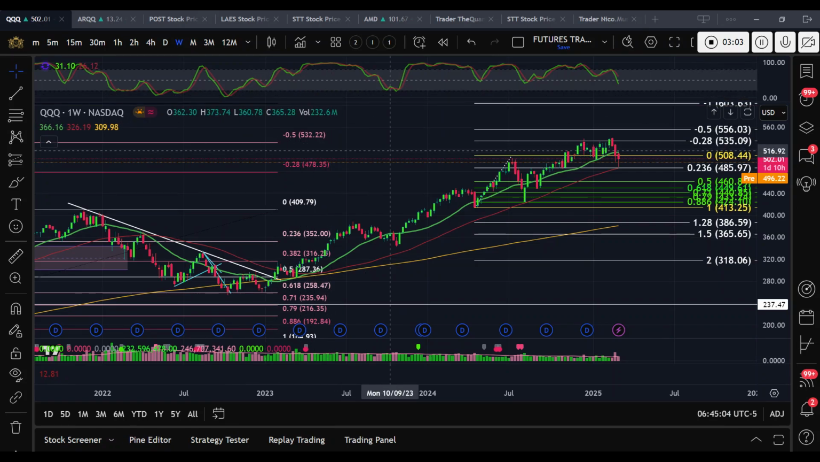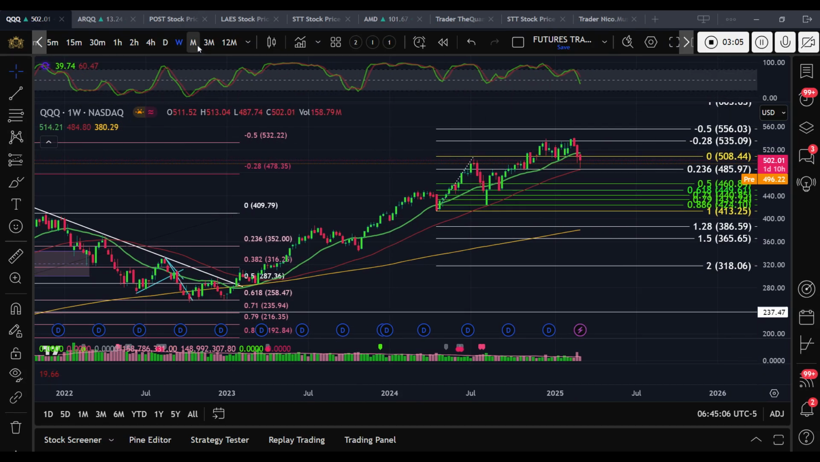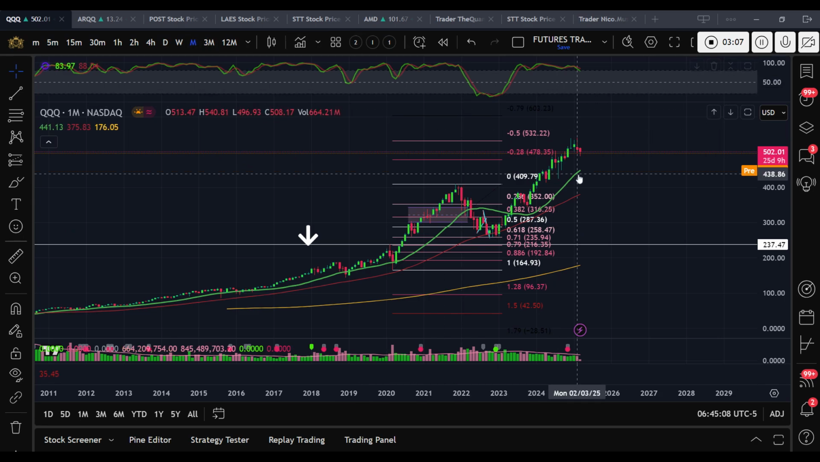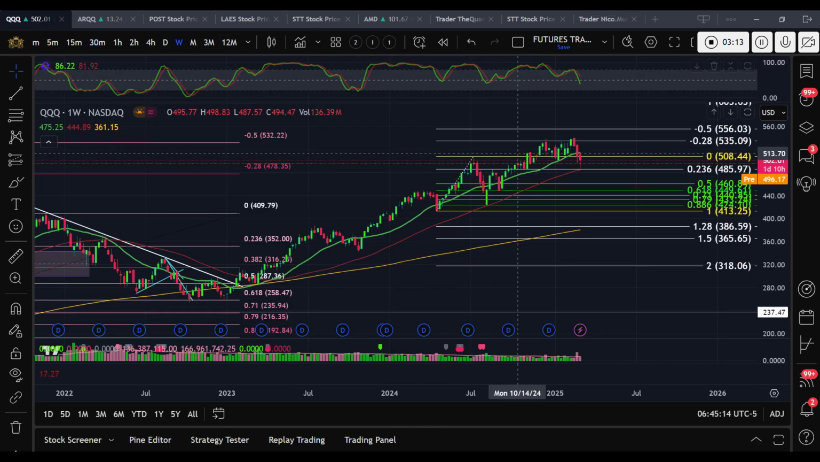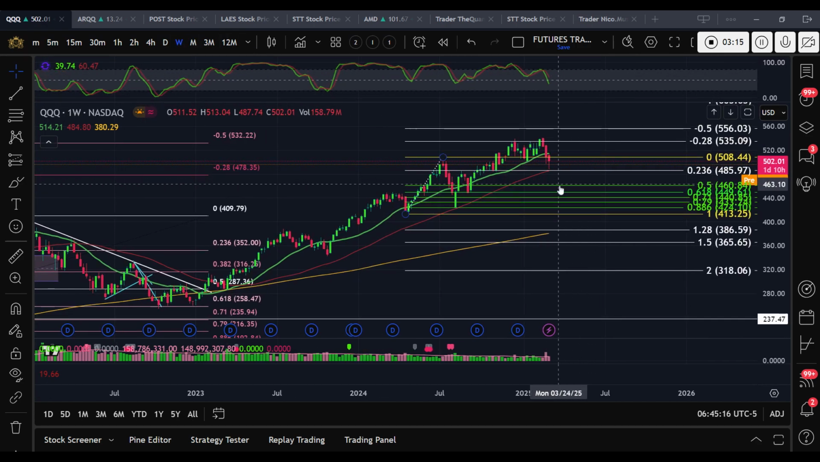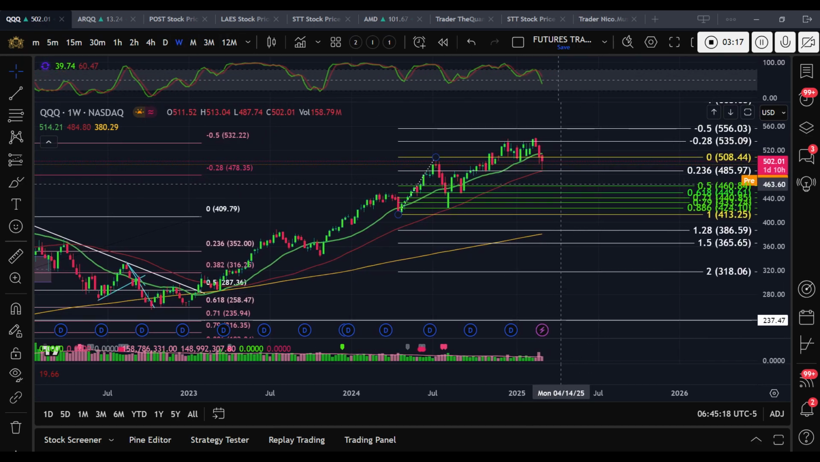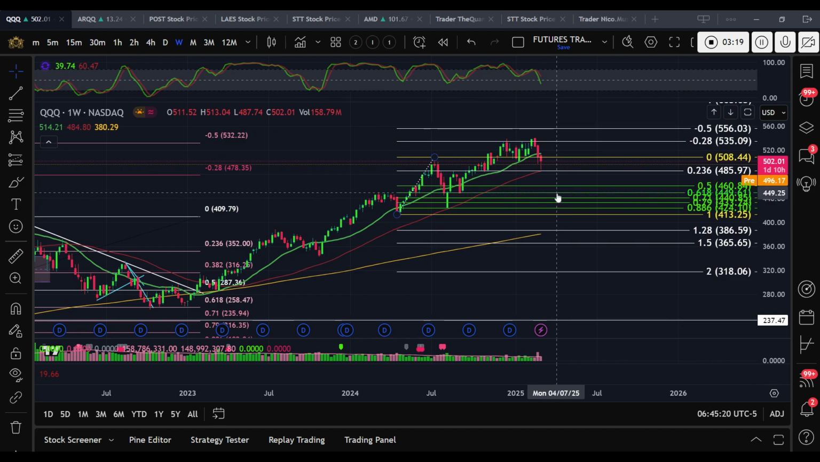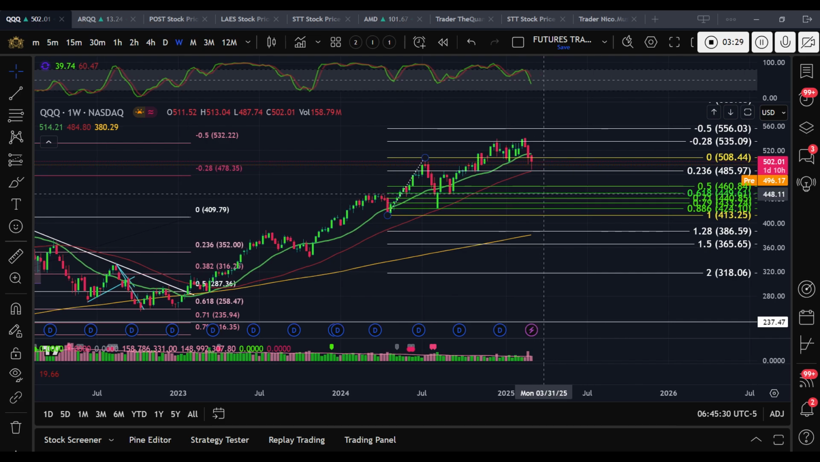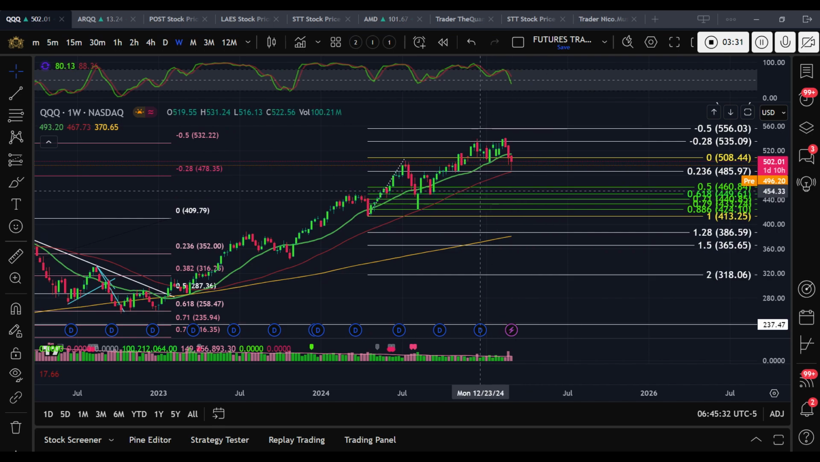So let's just peek at the monthly really quick. Our 21 is at 447.44. Does that align with... that is actually deeper than our 50 fib level. Our 50 fib level is at 460. So that will kind of align with our 0.618 Fibonacci level, which does make sense.